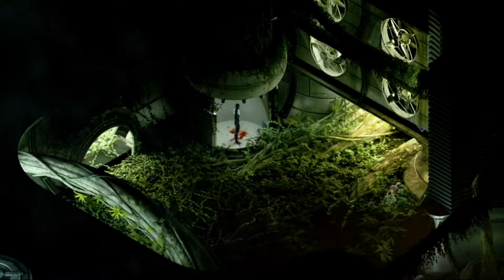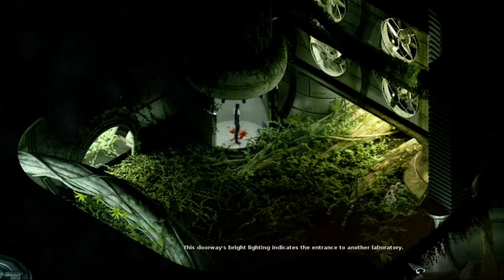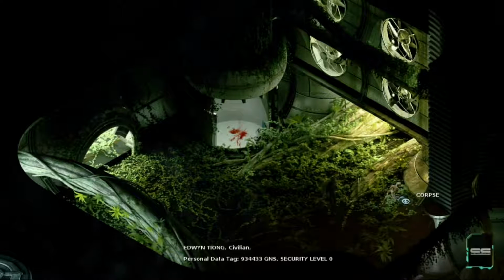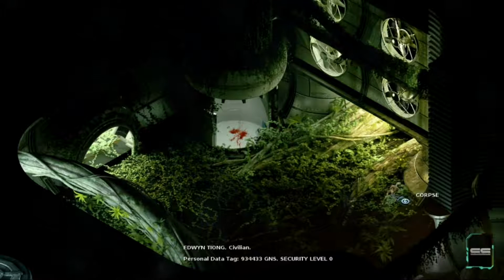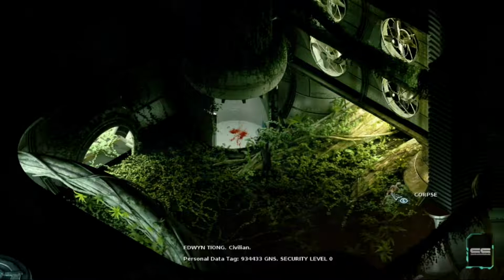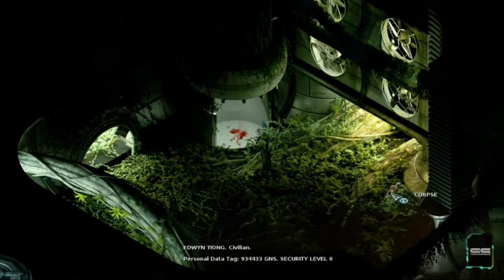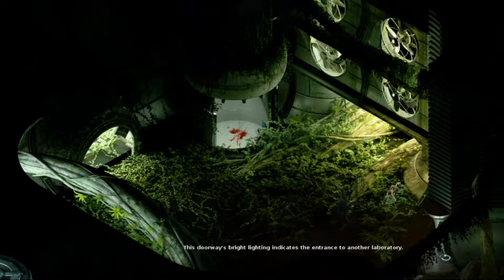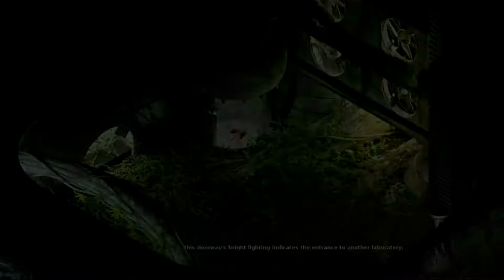Okay, okay. So let's go to this laboratory. Let's see what's up. There's a corpse here. Let me see the corpse. Edwin Tiong, civilian, personal data attack, security level 0. Okay, so what's up with that insect?